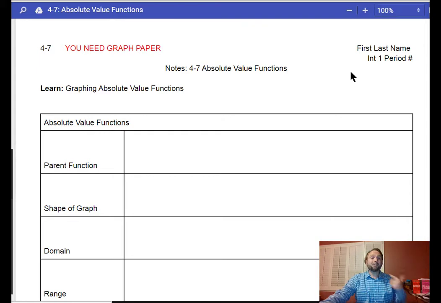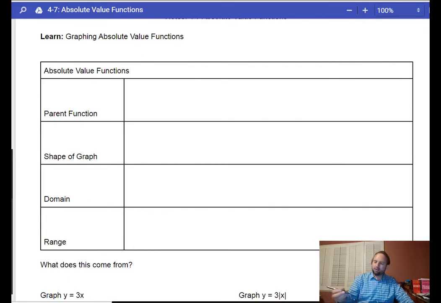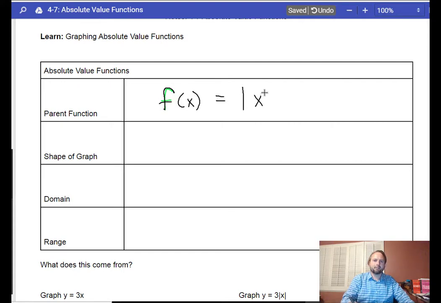So when we're dealing with absolute value functions, you have to understand that it is still a function where every input has exactly only one output. So let's go on. The parent function of absolute value functions looks like this. f of x is equal to the absolute value of x.